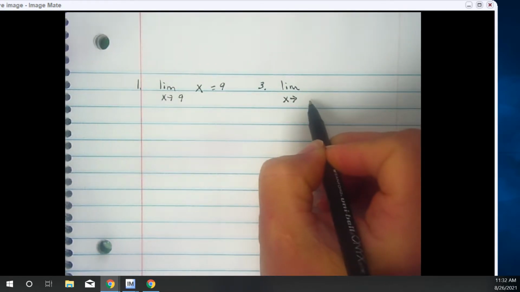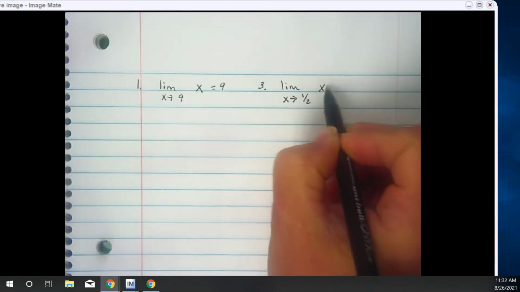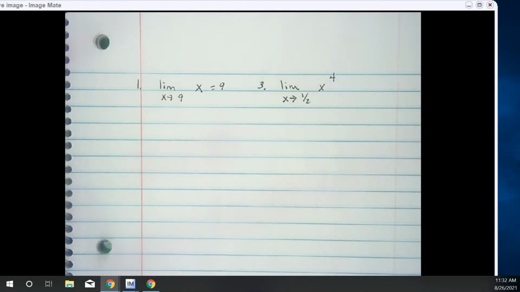Why? Yeah, x is 9. So anytime it says x approaching a number, the limit's that number.